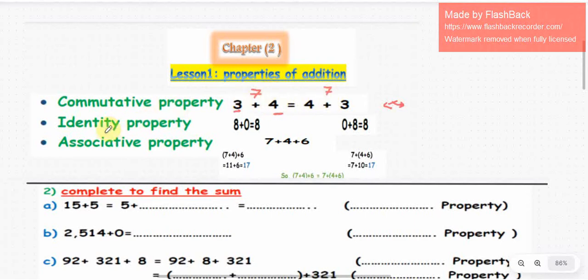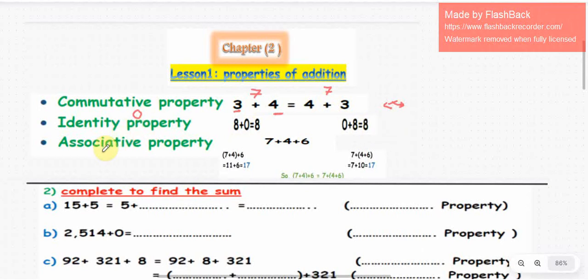The second property is called additive identity. The additive identity is a 0. When I add a 0 to any number, it gives me the same answer, like 8 plus 0 equals 8 and 0 plus 8 equals 8.